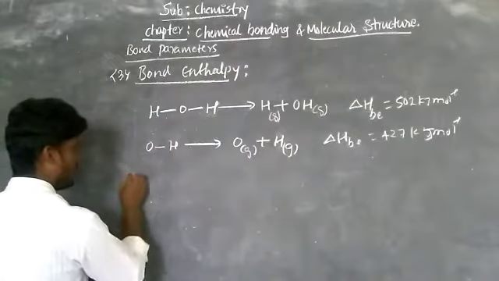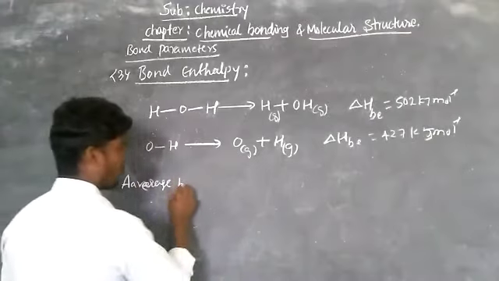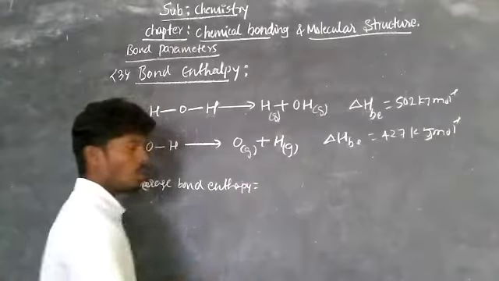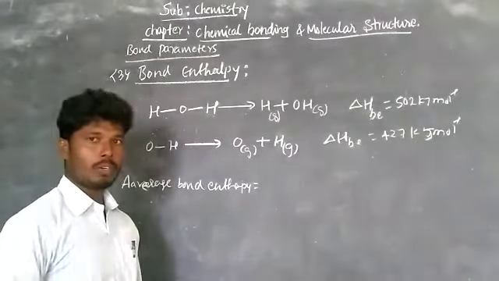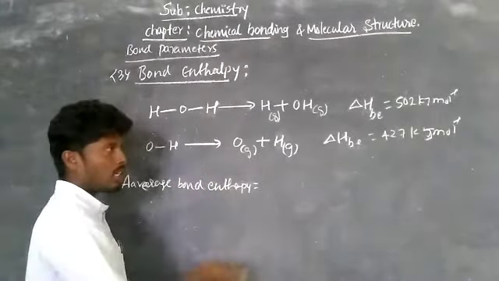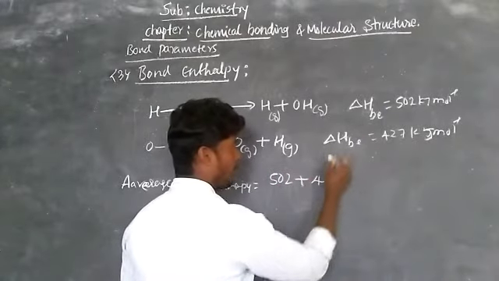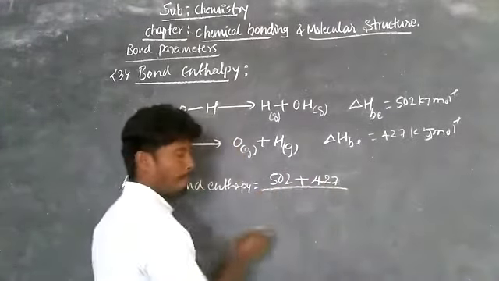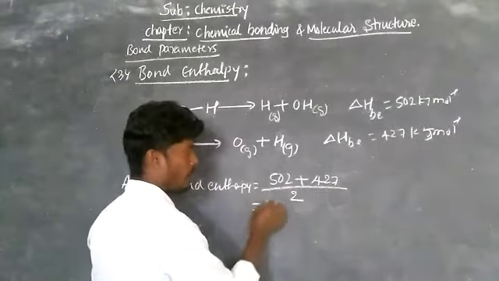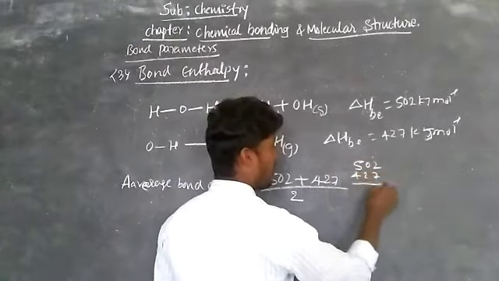That is average bond enthalpy, equal to the total of the bond enthalpies divided by the number of bonds. Here the total number is 2 bonds, that is for one bond you require 502 kilojoules, and to cleave the second bond, 427 kilojoules per mole. Now the total number of bonds is 2, therefore divided by 2. 502 plus 427, how much do you get?